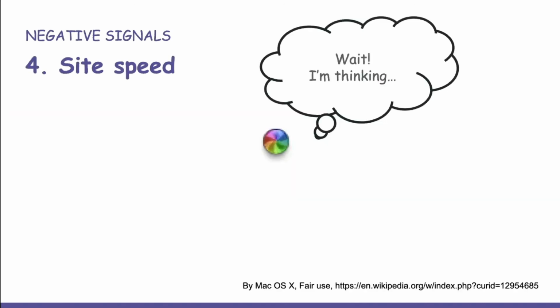Site speed can definitely be a factor as well. If it takes a long time for the structured data to appear on the page, it may be too late for Google's bots, and Google has already moved on from your page.